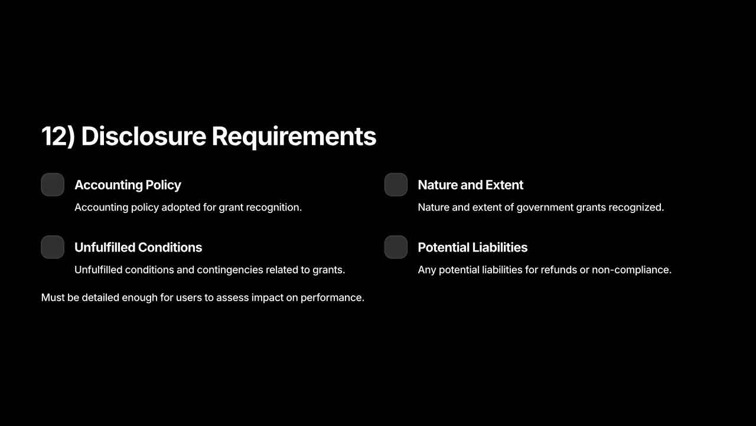Disclosure requirements. Disclosures bring transparency, and transparency builds trust. You must state the accounting policy you've used for recognizing grants. You must explain the nature and extent of grants recognized during the year. If any conditions remain unfulfilled, mention them, along with possible contingencies or refund obligations. Disclose enough so that readers can judge how government help has affected your financial results.